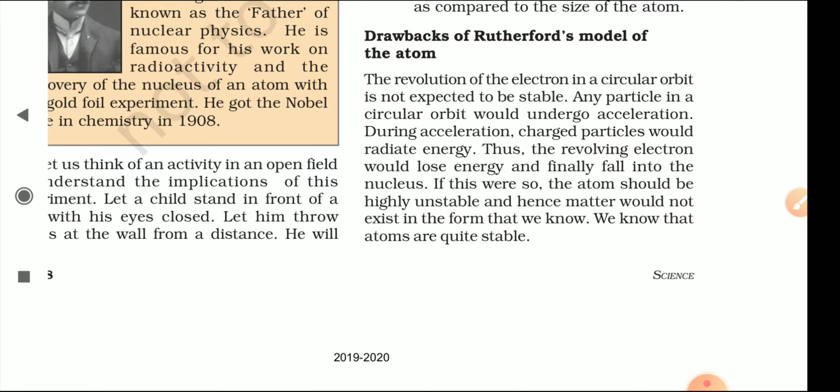So it means that what Rutherford said, that the electrons are revolving around the nucleus, and when anything is revolving around anything, it loses energy, slowly and gradually the electron loses all its energy, and one time will come when the electron will fall on the nucleus. If this kind of thing happens, then the structure of the atom will not be possible. So this is the main drawback of the Rutherford model.